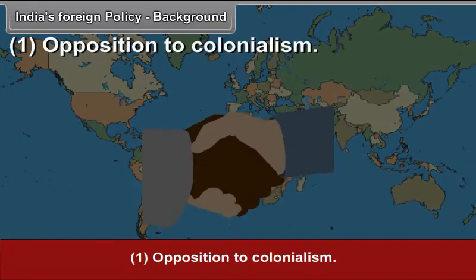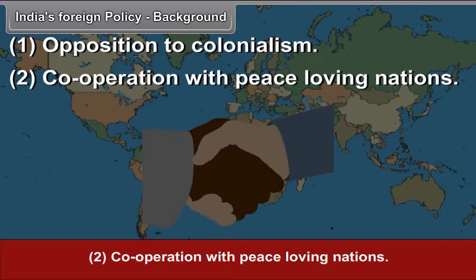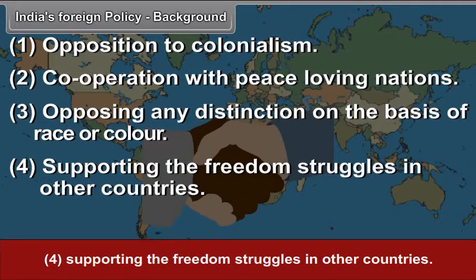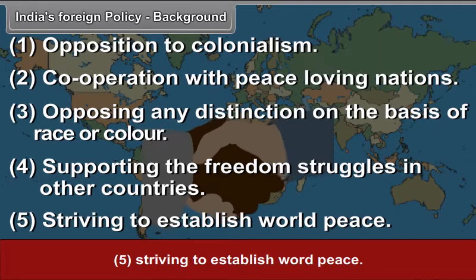1. Opposition to colonialism. 2. Cooperation with peace-loving nations. 3. Opposing any distinction on the basis of race or color. 4. Supporting the freedom struggles in other countries. 5. Striving to establish world peace.